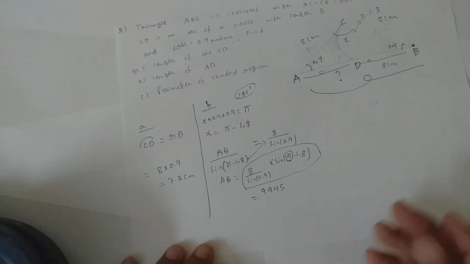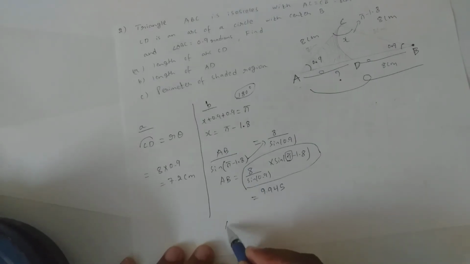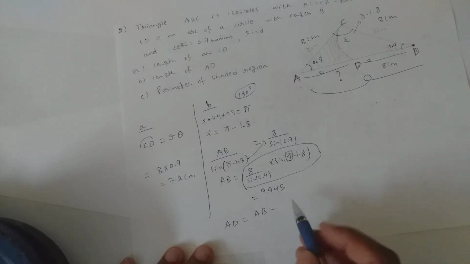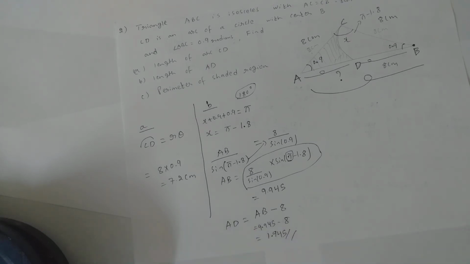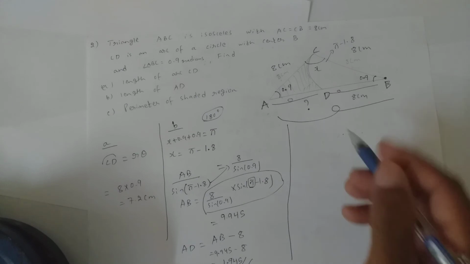This is your AB, the entire thing, but he is asking only AD. So AD is nothing but from AB if I remove DB, which is 8, I get AD. So 9.945 minus 8, which is 1.945. That is my AD. I completed the second bit. Am I clear?